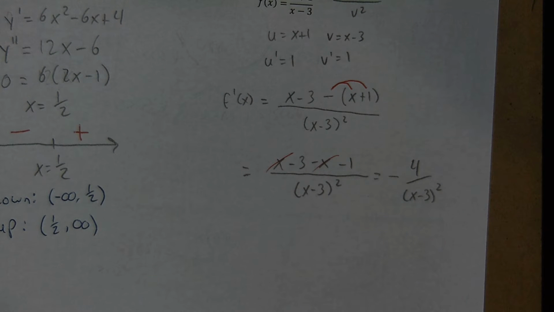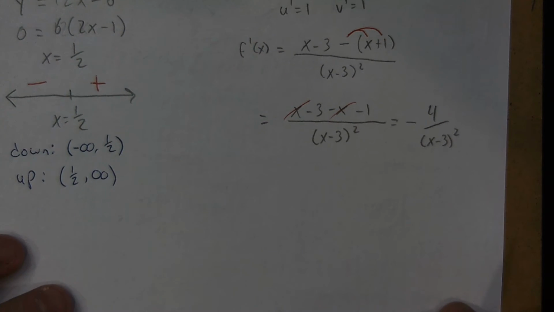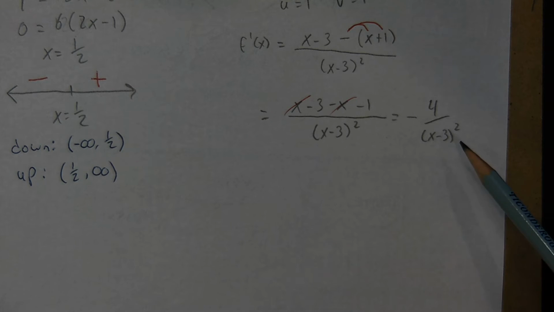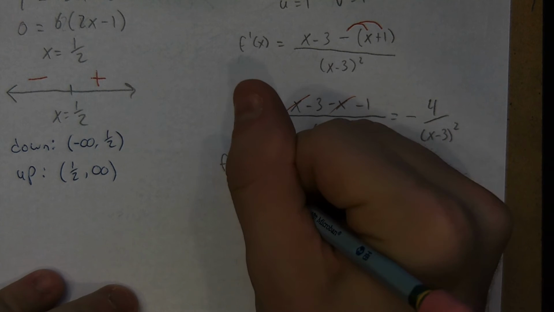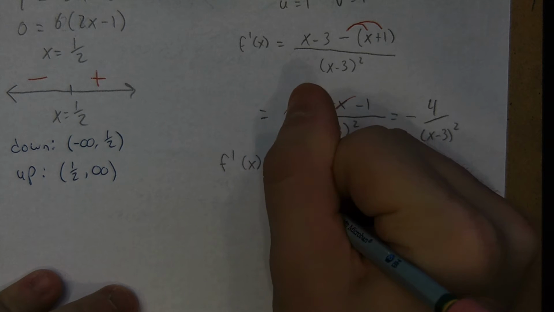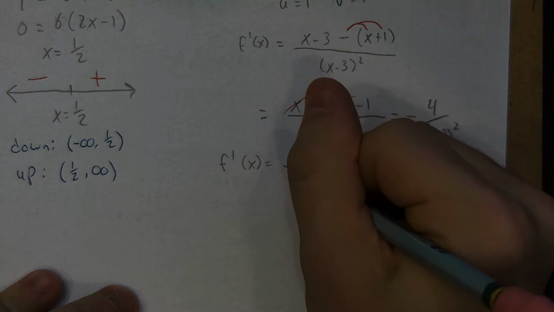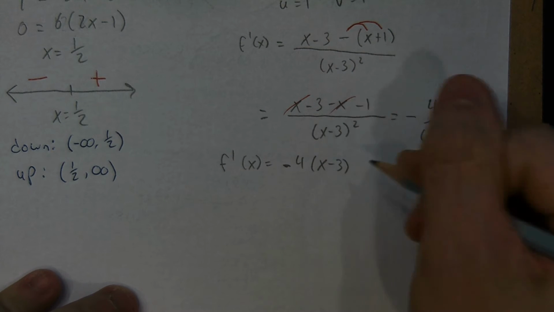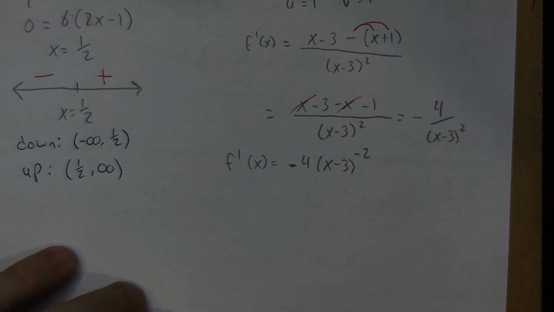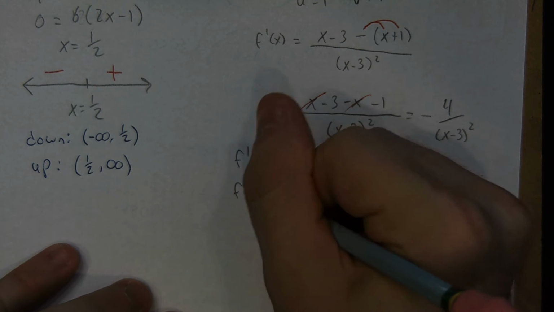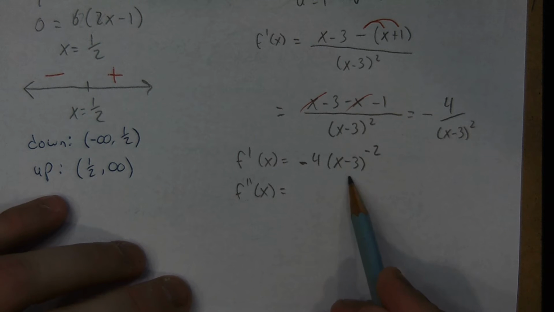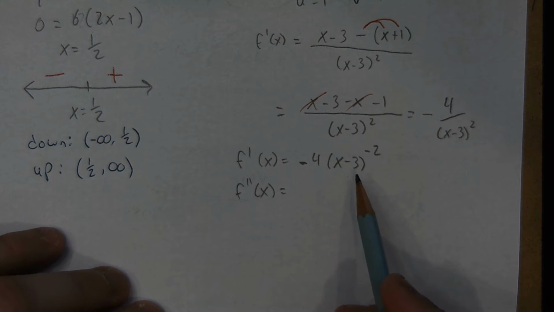Again, we weren't asked to find turning points or anything like that, so we're just going to go straight to our second derivative. But in order to find the derivative of this, I want to avoid the quotient rule if I can. So before I find the second derivative, I'm going to rewrite the first derivative with negative exponents. So negative 4 times x minus 3 to the negative 2. So finding the second derivative is going to be very, very easy because check it out. The chain rule is not actually in play here because the derivative of the inside is just 1. So we don't have to do the chain rule.